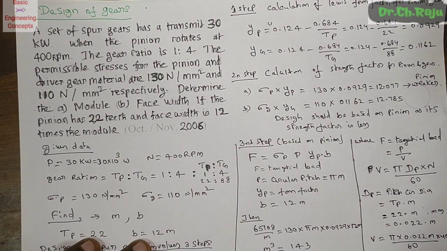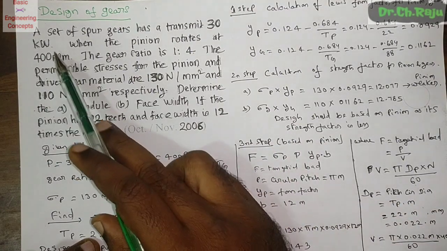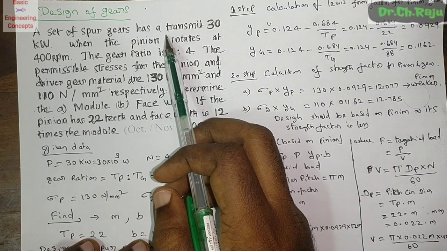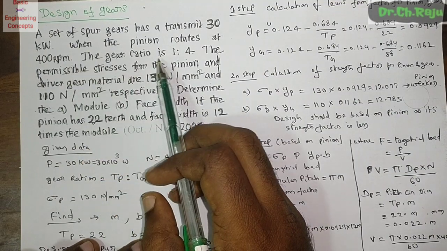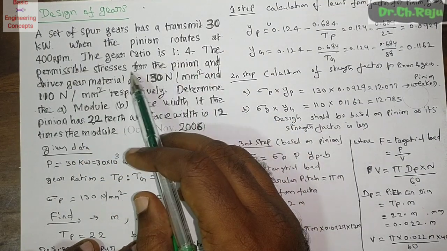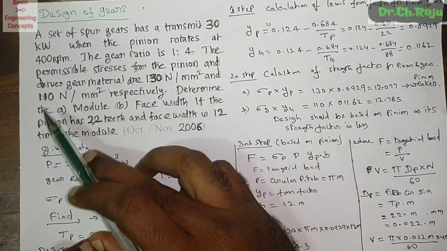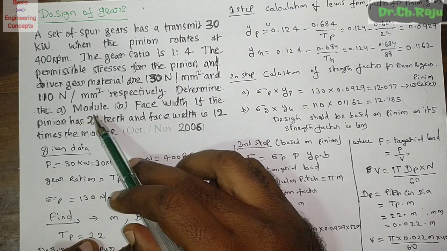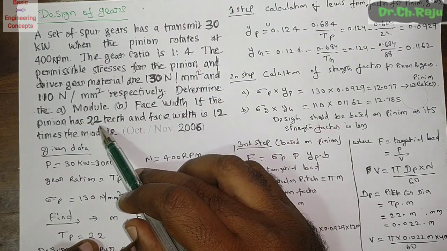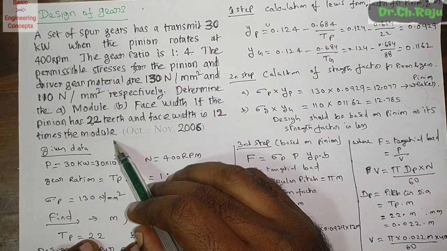In this session, I am going to solve the problems on design of gears. Here is an example problem. A set of spur gears has to transmit 30 kilowatt when the pinion rotates at 400 rpm. The gear ratio is 1:4. The permissible stresses for the pinion and the driver gear material are 130 newtons per mm square and 110 newtons per mm square respectively. Determine the A module, B face width, if the pinion has 22 teeth and face width is 12 times the module.